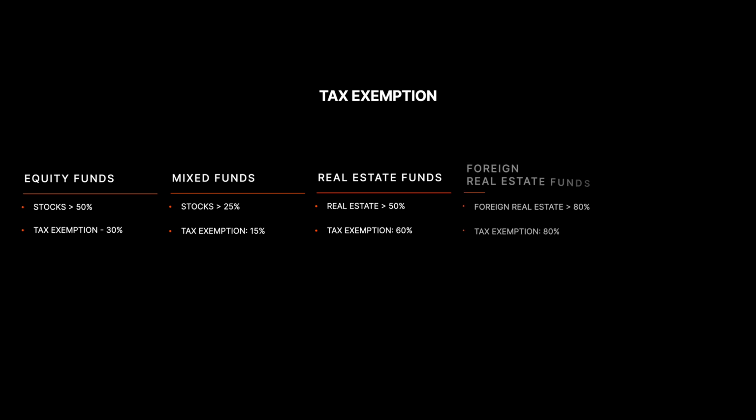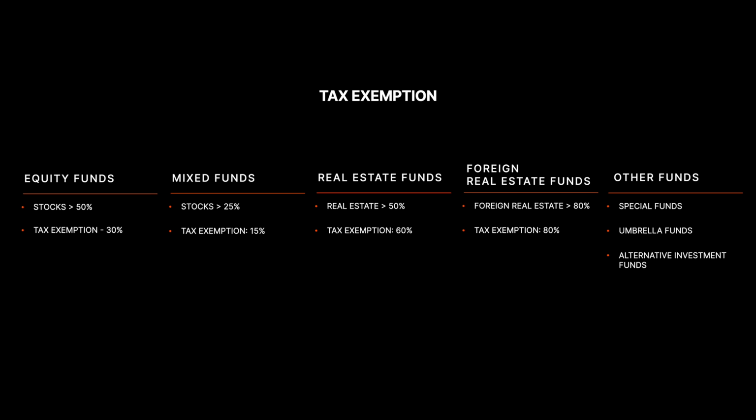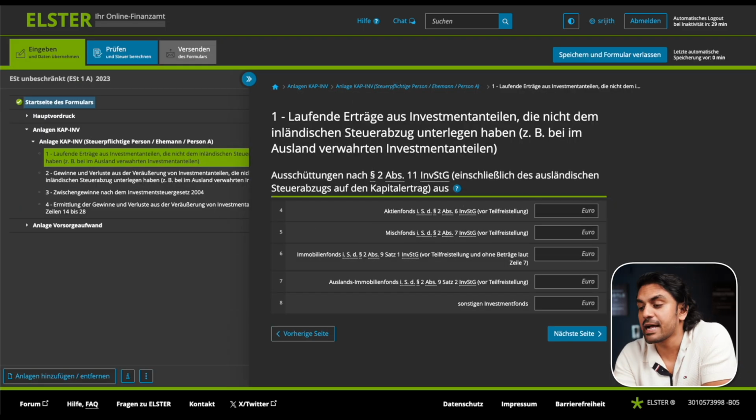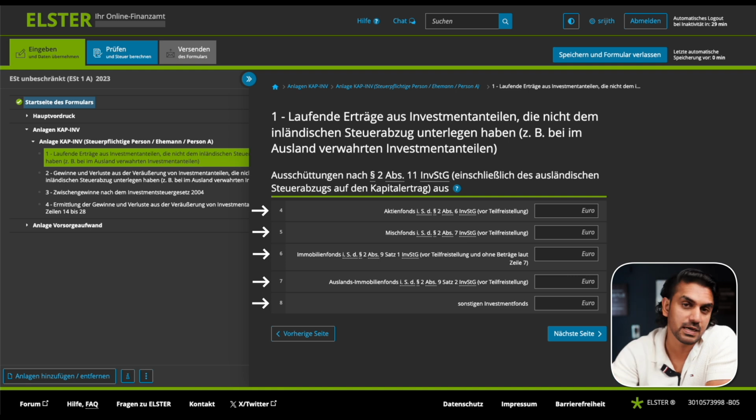Mixed funds invest at least 25% of their assets in stocks and receive a 50% tax exemption. And real estate funds, they invest more than 50% of their assets in real estate and real estate companies and get a 60% tax exemption. And foreign real estate funds focus on foreign real estate and companies with an 80% tax exemption. And the last category includes all other types of funds such as special funds, umbrella funds, and alternative investment funds. These exemptions will be calculated by your tax office. So you have to enter the values here before applying the partial exemption.